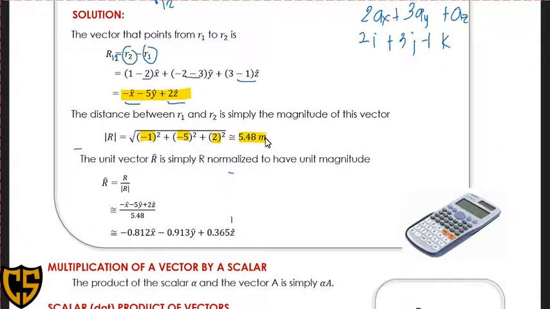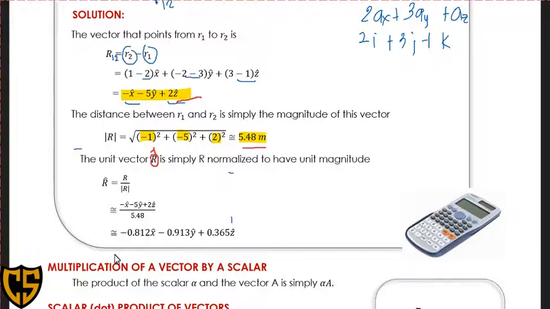Next, the last thing we need to find is the unit vector. Take note of the representation of the unit vector: it has a symbol above it, like an arrow or hat. We simply divide our original vector by our magnitude. The vector we got is negative x minus 5y plus 2z. We divide it by the magnitude we got, which is 5.48.